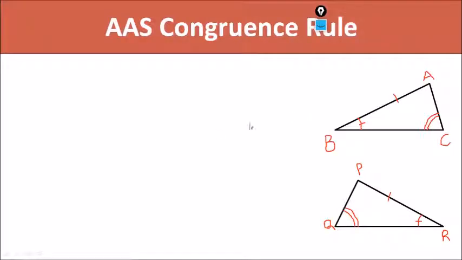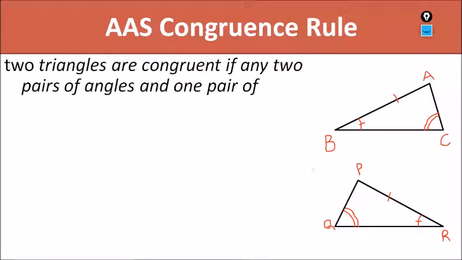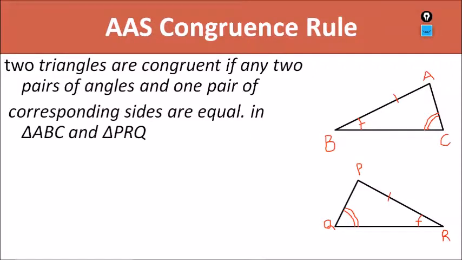The fourth condition is the angle angle side congruence rule. This rule works in two triangles if any two angles, as you see in the figure, are equal: angle B is equal to angle R, angle C is equal to angle Q, and one side is equal. It is not compulsory that the included side be equal; any third side can be equal. Here angle C equals angle Q, angle B equals angle R, and the other side AB equals PR. Then the triangles become congruent. So two triangles are congruent if any two pairs of angles and one pair of corresponding sides are equal.